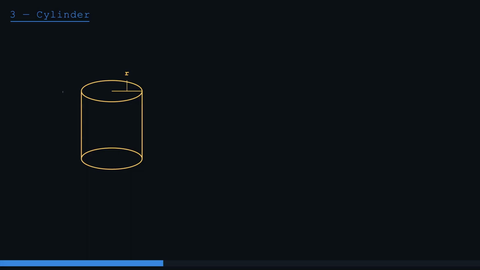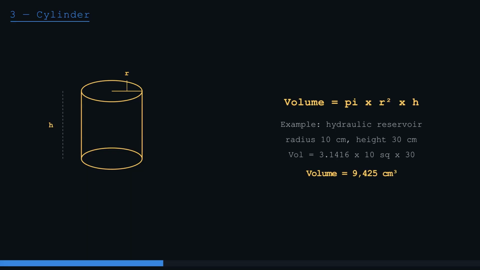For a cylinder, volume equals pi times radius squared times height. A hydraulic reservoir with radius 10 centimeters and height 30 centimeters has a volume of pi times 10 squared times 30, which is 9,425 cubic centimeters.